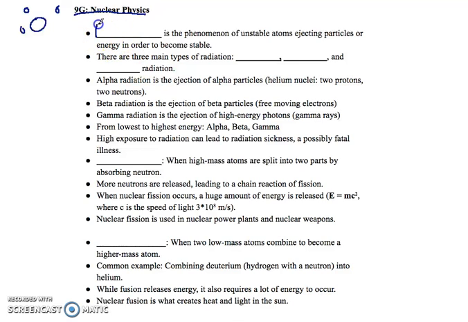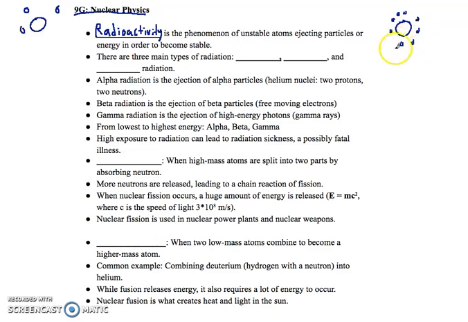thinking about radioactivity. I'm sure you've heard that word before. And what radioactivity is, it's the phenomenon of a stable atom. Let's draw this as the atom, nucleus, and there's maybe some electrons around it. Great. So it's the phenomenon of unstable atoms ejecting particles or energy in order to become stable.